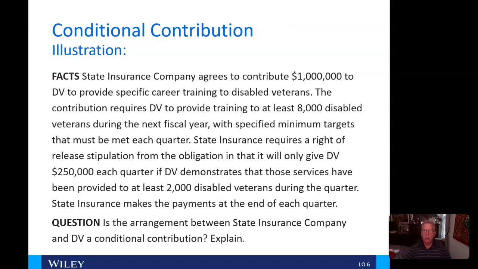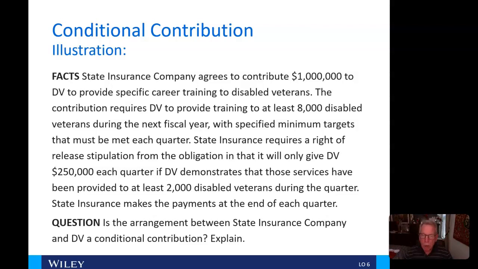Okay, let's take a look at that. State insurance company agrees to contribute $1 million to DV to provide specific career training to disabled veterans. The contribution requires DV to provide training to at least 8,000 disabled veterans during the next fiscal year, with specified minimum targets that must be met each quarter.